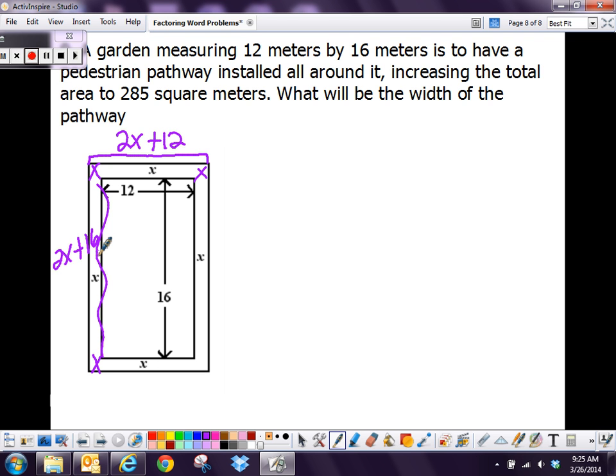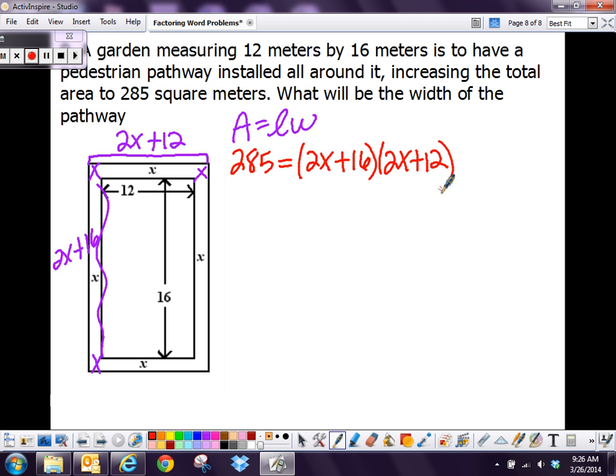Now it's still giving me the area of this rectangle, which is length times width, and I'm going to plug in everything that I know. So I know my area is 285. This is a little bit longer problem, but we should be able to do it. So the length, I'm going to say, is 2X plus 16. My width is 2X plus 12.